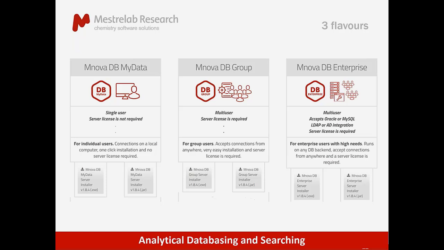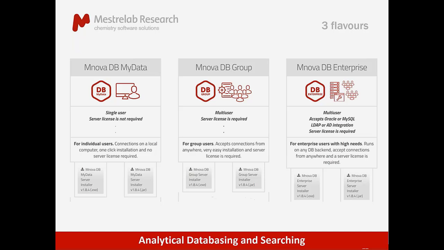MyData. This is a single user setup where the server is running together with Mnova on a single computer. This is targeting individual users who want to be able to search the data, keep it organized, etc. We then have what we call Mnova group, and this is set up for groups. So the typical user community here would be between 3 and 30 people, probably in most cases. And everybody can connect to the database and interrogate it. Normally, people will set up 1 to 5 databases, probably, etc. And it's a great tool for collaboration.